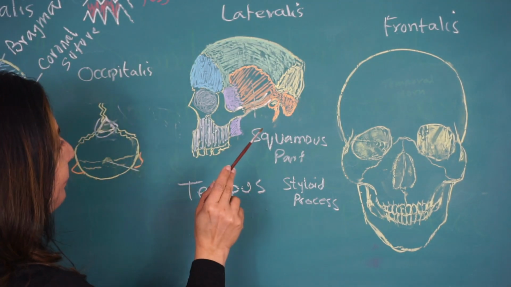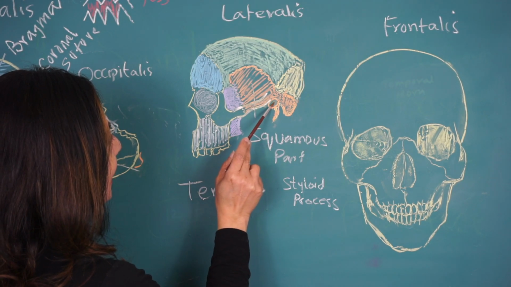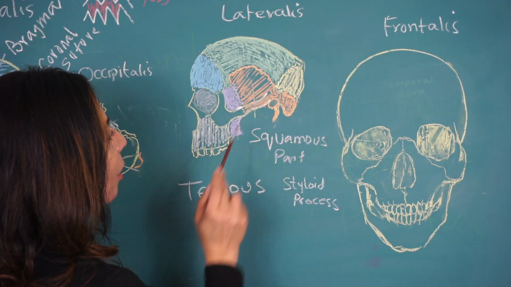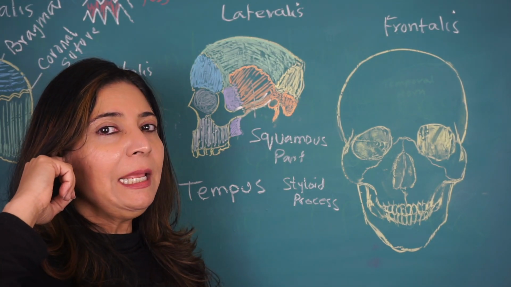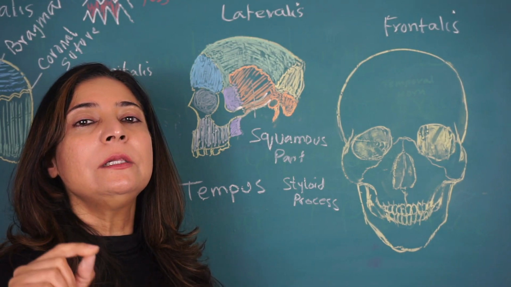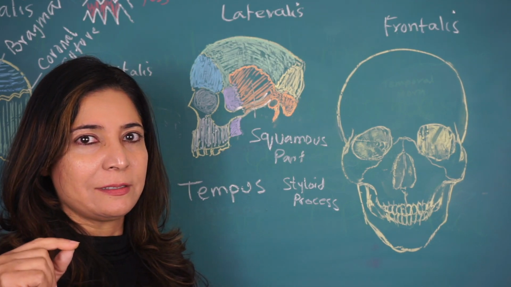All right, so here, did you notice that there is something which is like hollow? This is the external auditory meatus or external acoustic meatus.